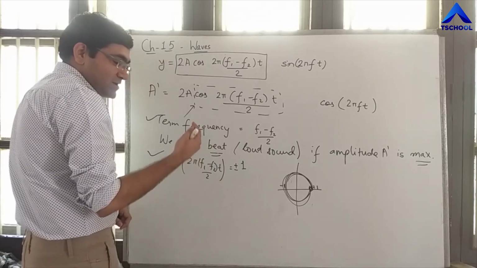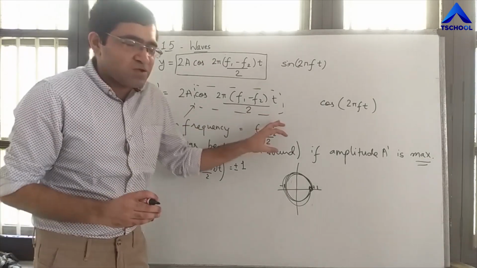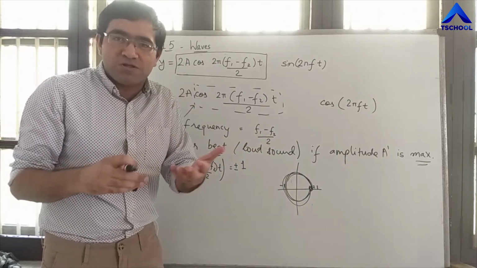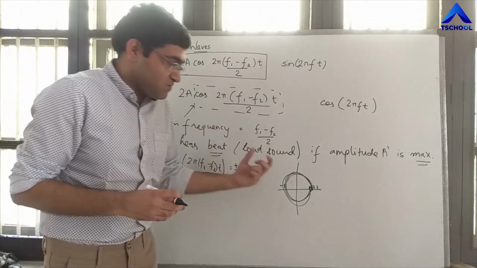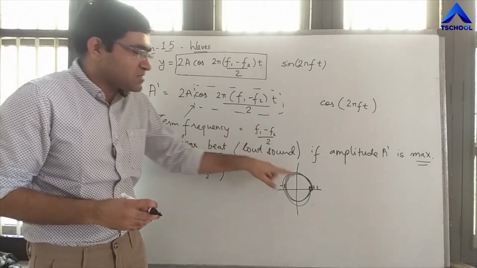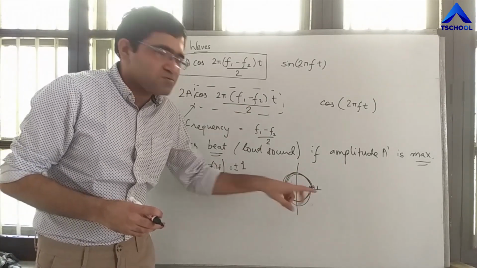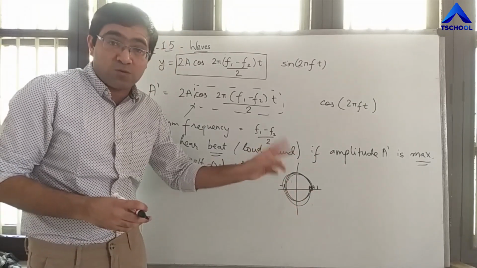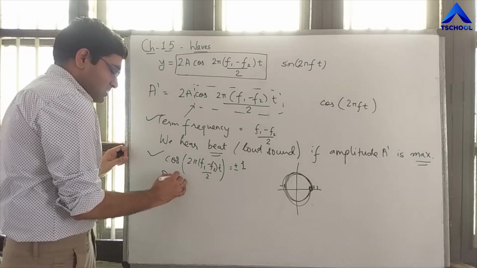So that means how many beats are we going to hear? Well, if this is term frequency, the number of cycles it makes in 1 second, then we are going to hear double the number of beats, because in every one cycle we are getting 2 beats. I'll repeat what I have said very quickly. This term has this frequency (f1 minus f2) by 2, that means in 1 second it's making those many cycles. But in each cycle you hear a beat twice because of the values of cos being plus 1 and minus 1, that is twice in one cycle. So that's why we get beat frequency.